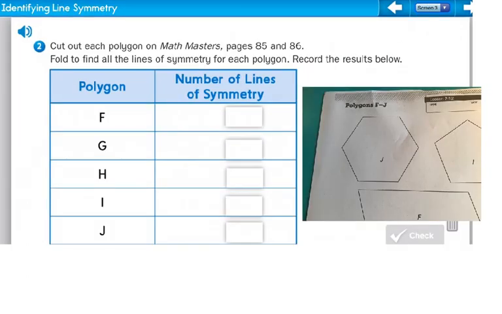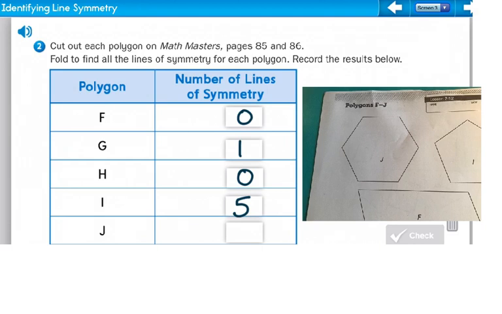Would you please cut out J? Cut out polygon J. You're going to go ahead and figure out how many lines of symmetry. I noticed that it's very similar. It has another side compared to I, but I do notice something about the lengths of the sides. So go ahead, cut it out, fold it, and see how many lines of symmetry. I so appreciate that you're being responsible and stopping the video and doing what is asked of you.